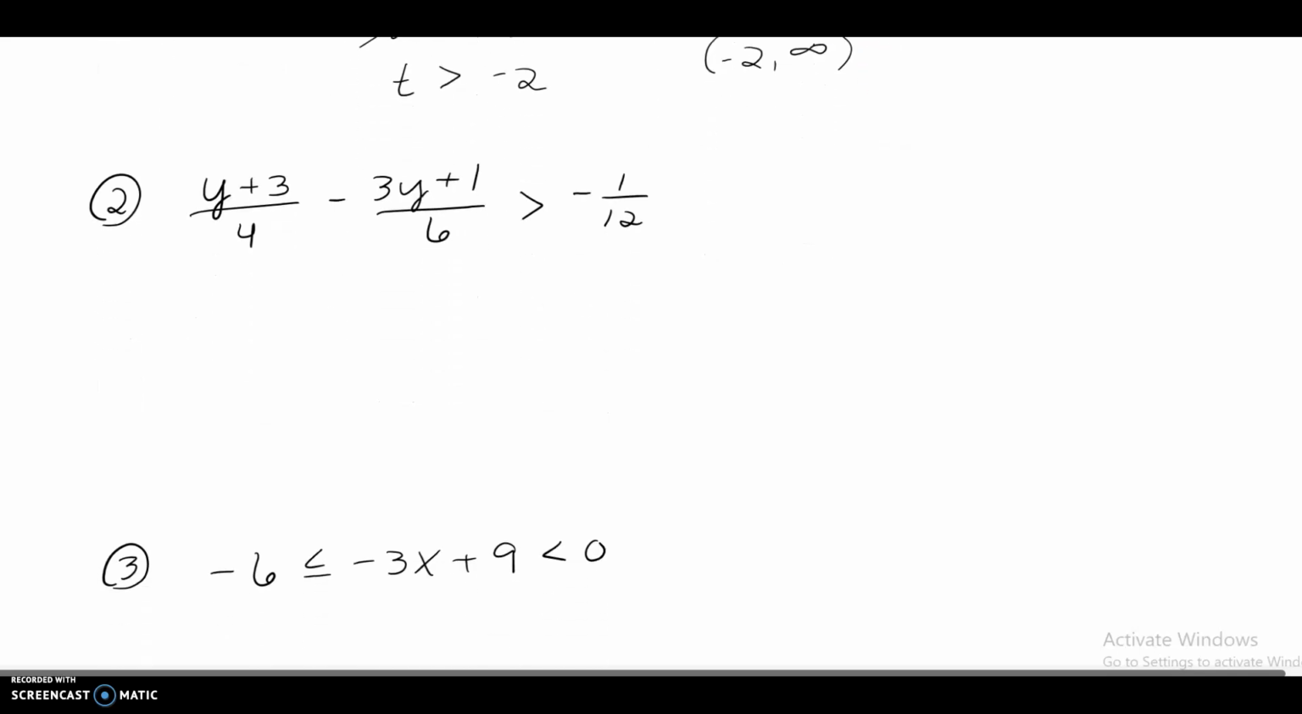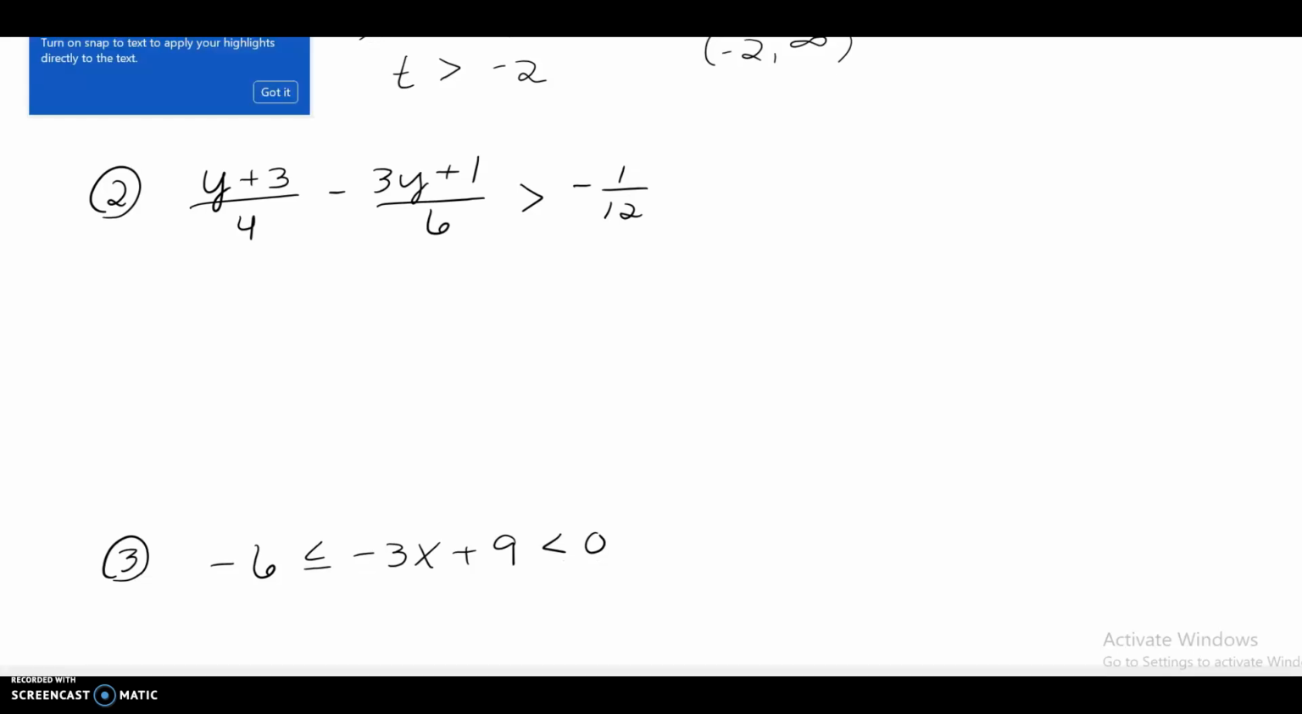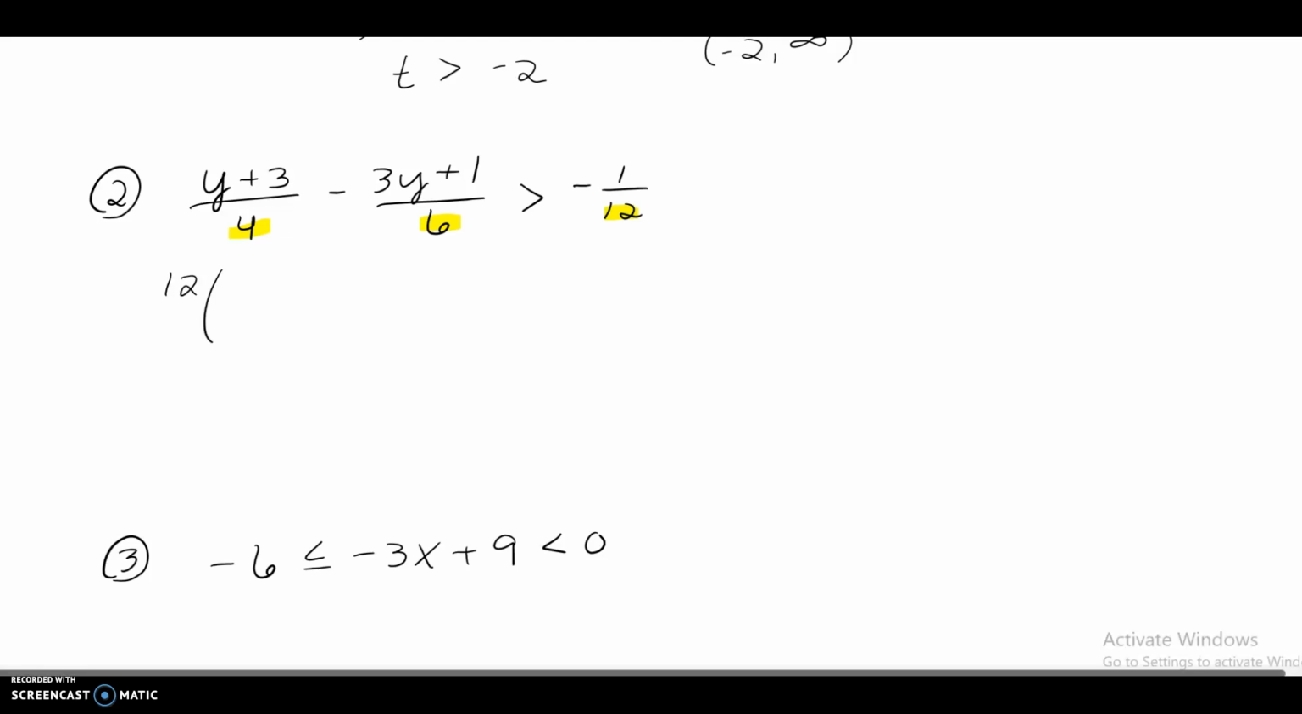So this is another linear inequality that involves some fractions. The first thing you want to do is look at your denominators, and you want to find your least common denominator. So in this case that will be 12. And then I'm going to multiply each term by 12. So let me write this out.